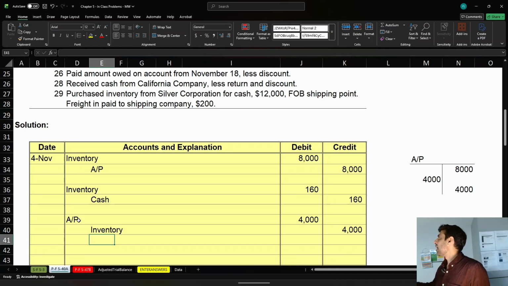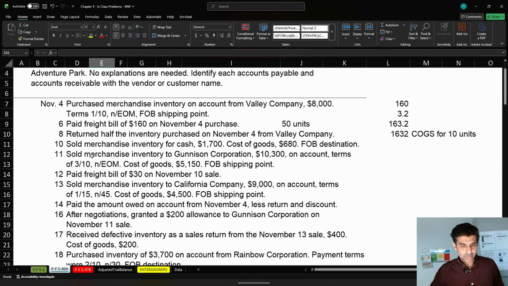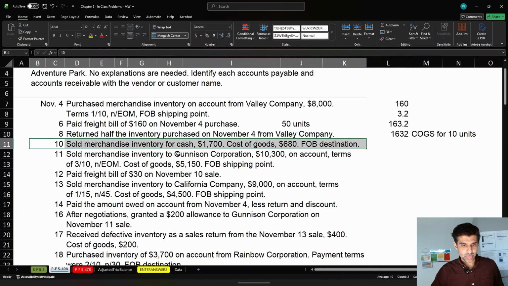I think this is a key concept to remember, that the inventory account and the physical unit count are not the same thing. The inventory account is just keeping track of our cost of the inventory, how much we've paid for it. So it could be that we have stuff in inventory that we didn't pay for because it was given to us as an allowance. Okay, so let's just do this next one, and then we'll keep working.